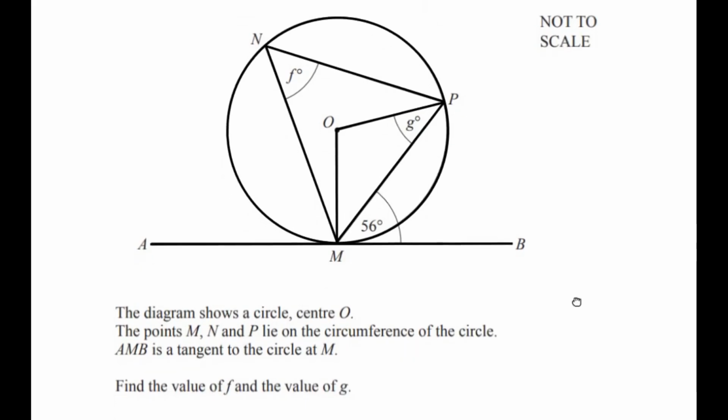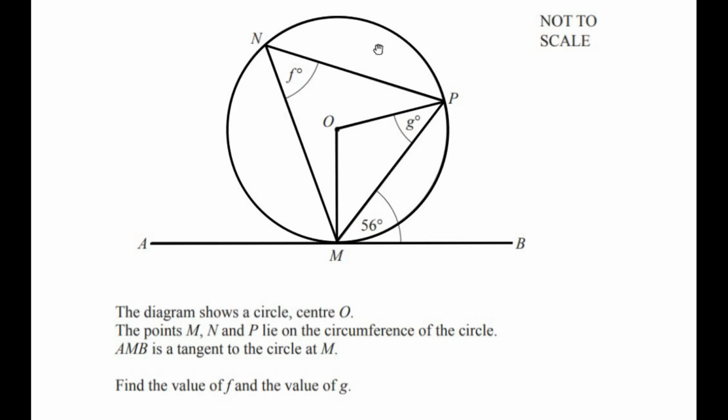The diagram shows a circle with center O. The points M, N and P lie on the circumference of the circle. AMB is a tangent to the circle at point M. Find the value of angle F and angle G.